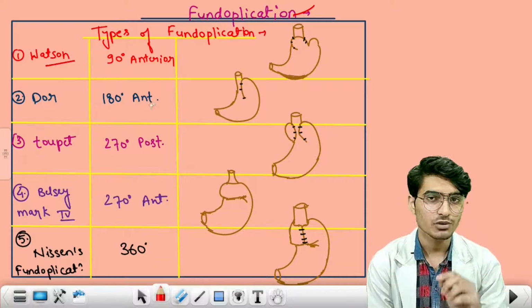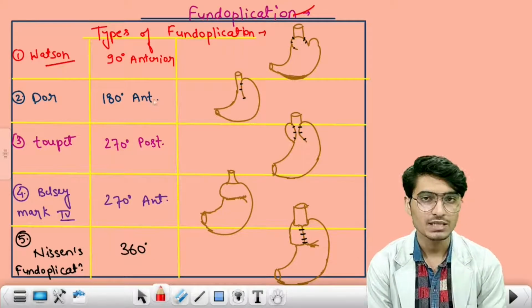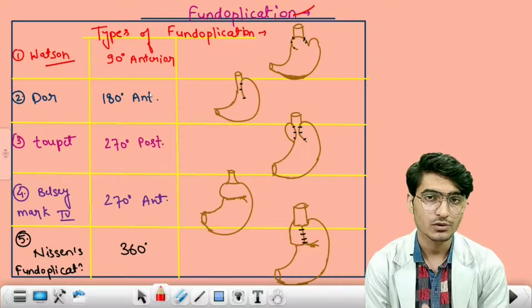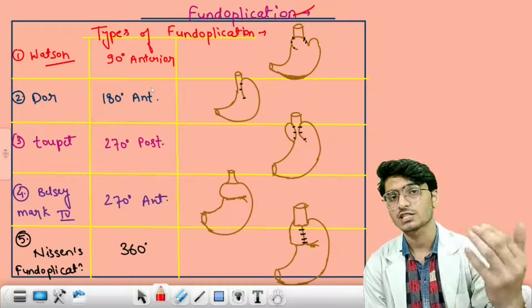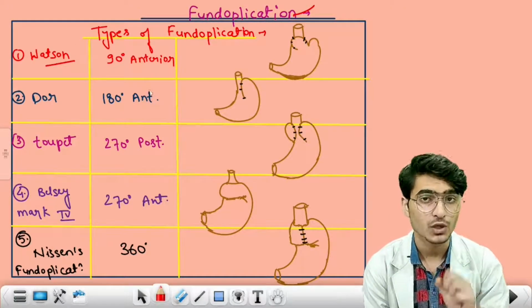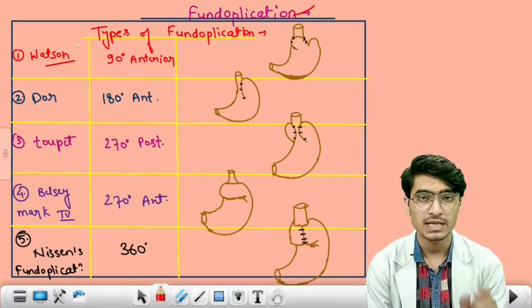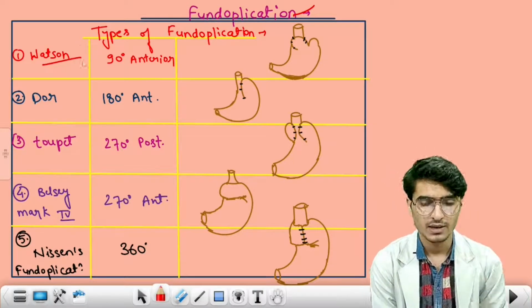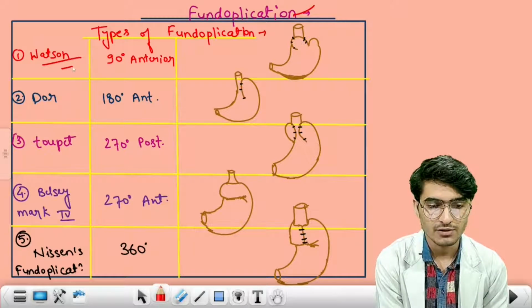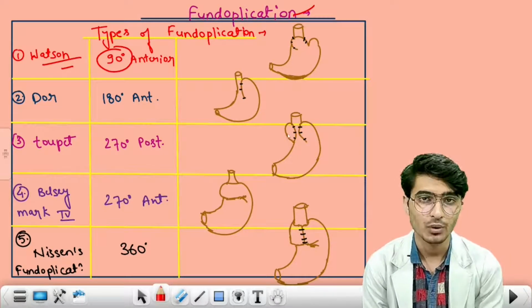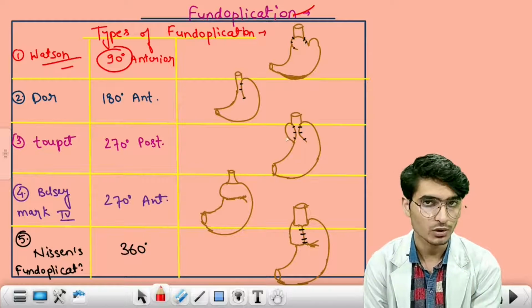In the case of fundoplication, what we are doing is wrapping the fundus over the esophagus and covering the esophagus so that the reflux is not there. So reflux is being controlled by the wrapping of the fundus over the lower end of the esophagus, and this is what the fundoplication is. And we have the first one, the Watson fundoplication, that is basically a 90-degree anterior wrap of the fundus over the lower end of the esophagus.